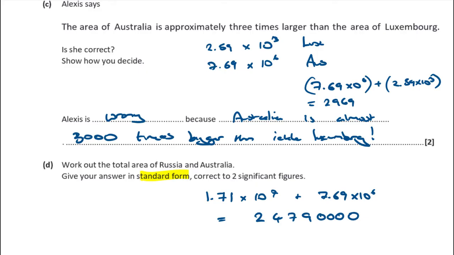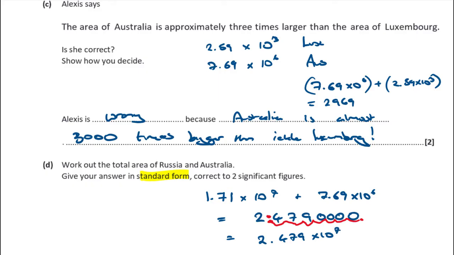Okay, so in standard form, the decimal point is currently here. So if I was going to move it between the 2 and the 4, it would go 1, 2, 3, 4, 5, 6, 7 jumps, wouldn't it, over to there? So that means it is 2.479 times 10 to the 7.